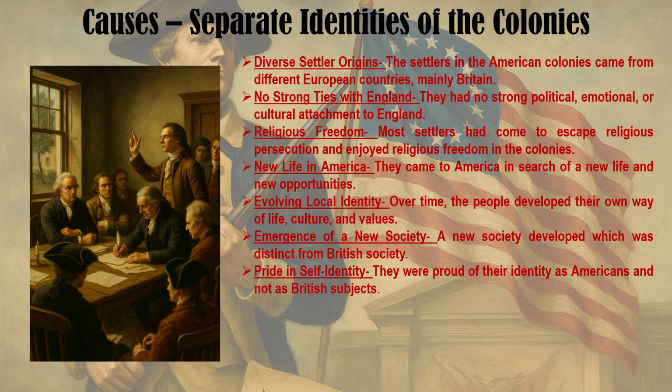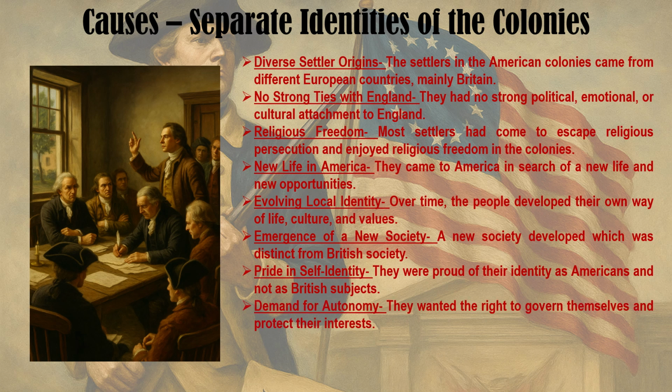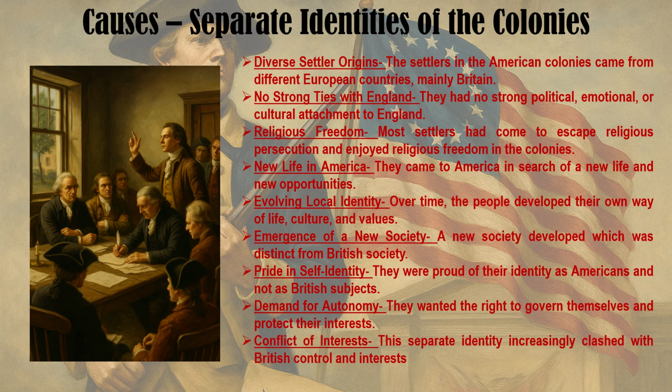So they did not identify themselves as British citizens, but they identified themselves as Americans, and they were very proud of their identity. They wanted the right to govern themselves and protect their interests. So now the Britishers are not thinking about the American colonists. So they had to think about themselves. So they wanted the right to govern themselves. This separate identity increasingly clashed with British control and interest. So when they are trying to be politically and economically separate, then Britishers will have a huge loss. So Britishers will not agree to it.